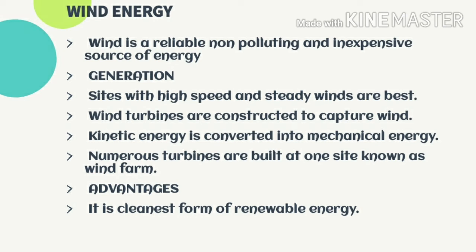Wind turbines are constructed to capture the wind, so that the kinetic energy of the wind is converted into mechanical energy. Numerous turbines are built on one site, known as a wind farm. So how does the generation of wind energy actually take place? In a simple way, the blades of the turbine, the blades of the windmill, rotate due to the force of the wind.